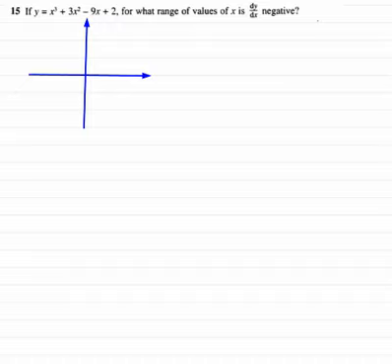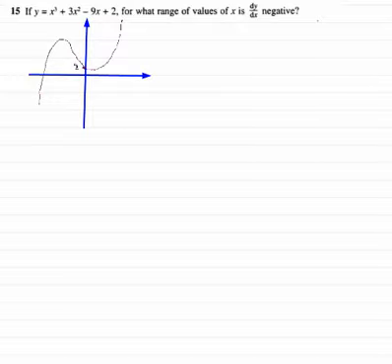The y-intercept is 2. Since this is a positive x cubed, the graph would look somewhat like that. It looks more or less this shape.